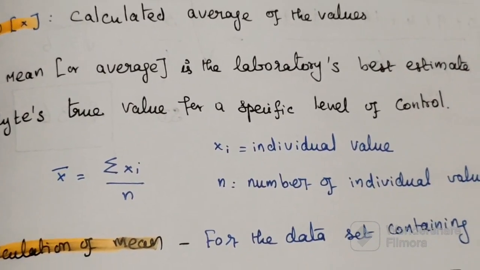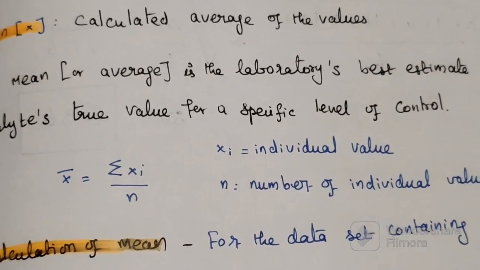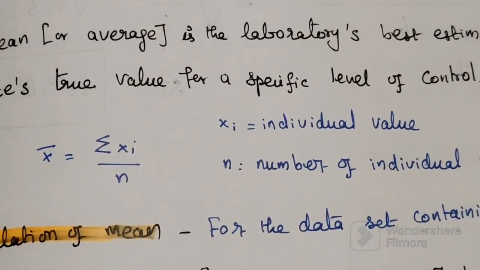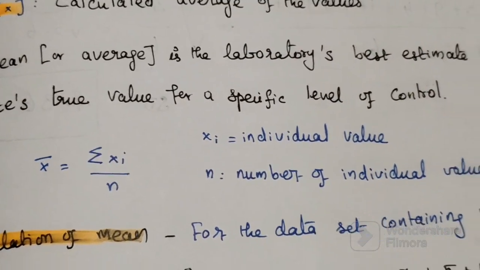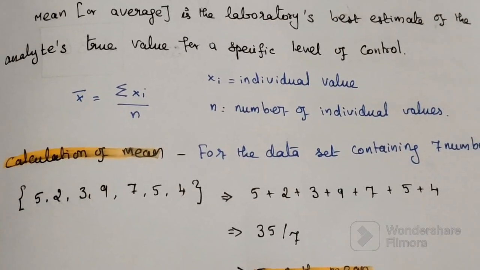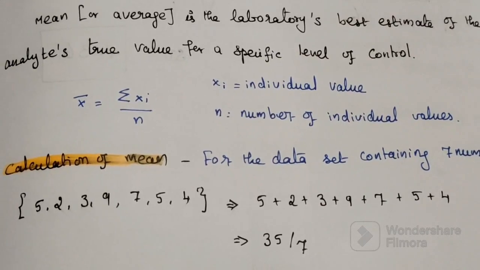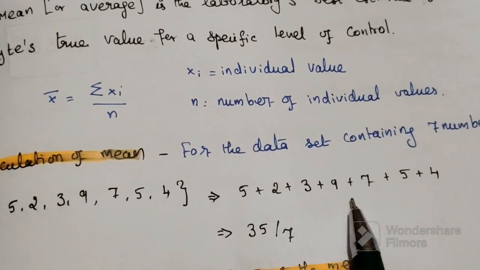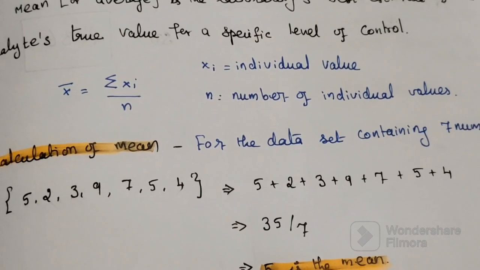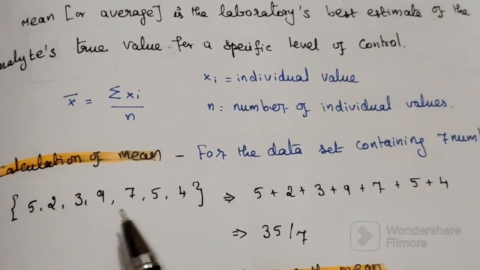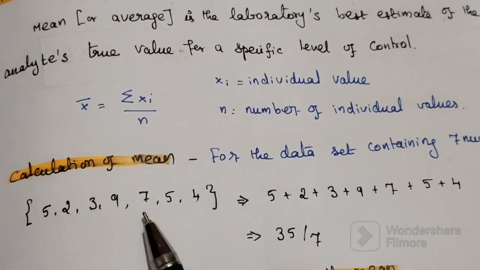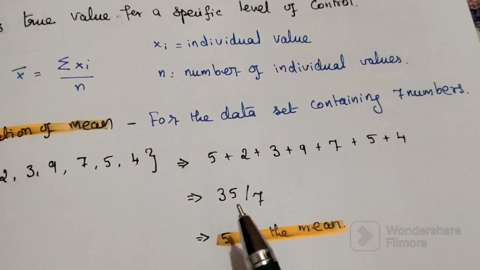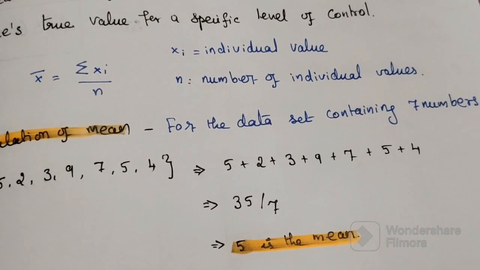Mean equals sigma xi divided by n. It is calculated by the summation of all the individual values divided by the number of individual values. The number of individual values here is 1 2 3 4 5 6 7, so 7. The total of the values is 35, so 35 divided by 7, 5 is the mean value.